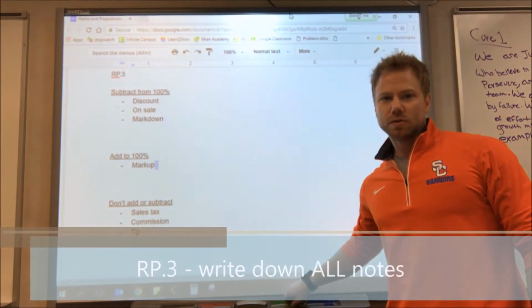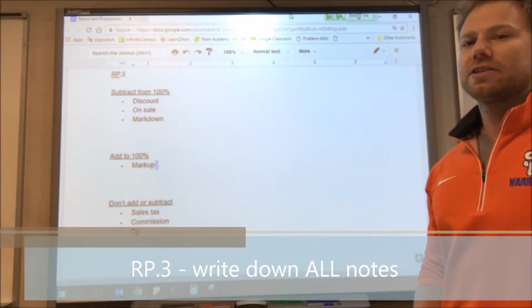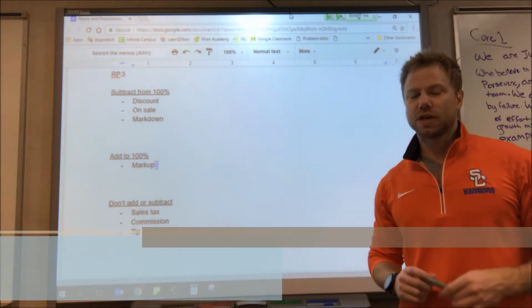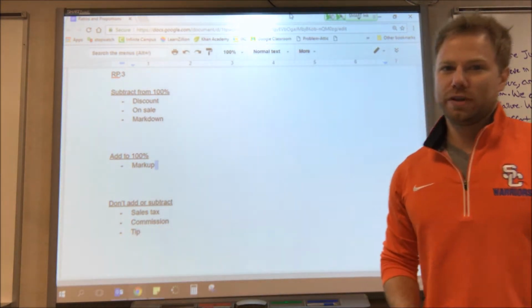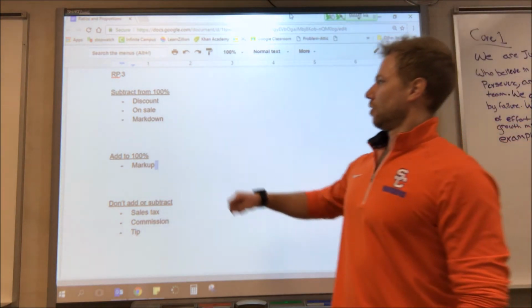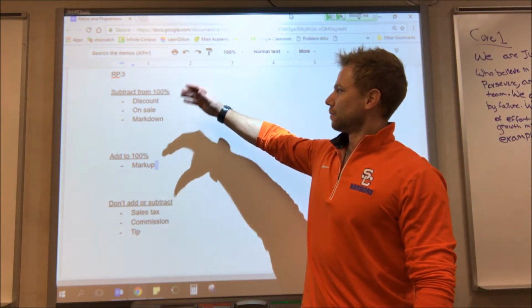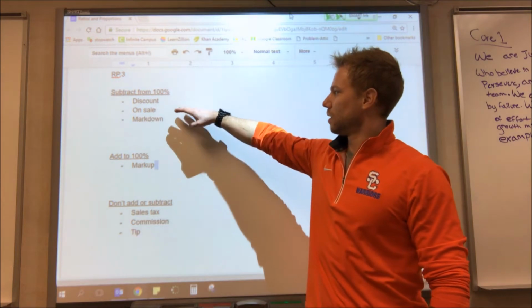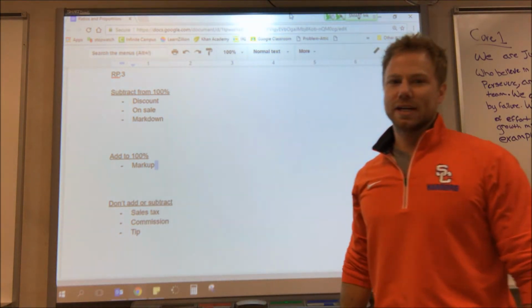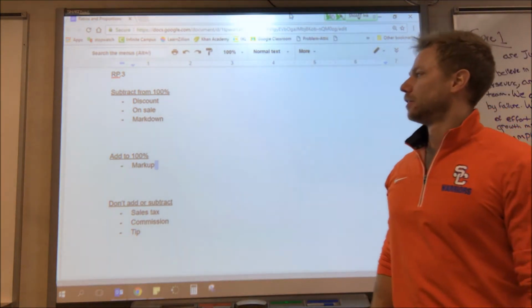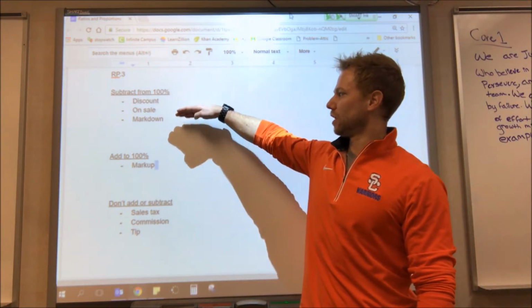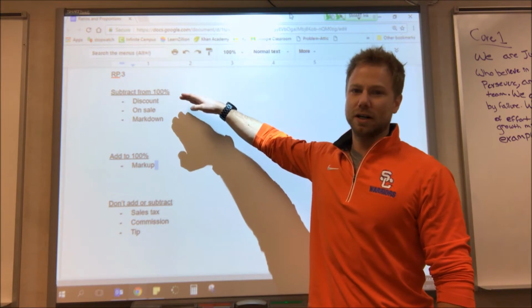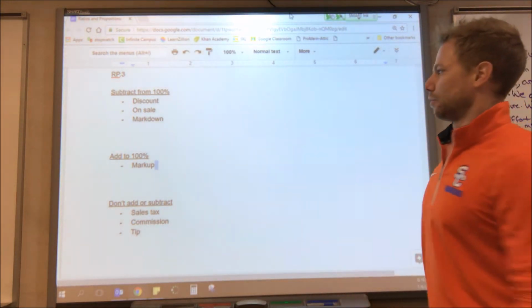There are a couple notes that will help make this last standard a little bit easier as we're setting up proportions and solving them, and figuring out what numbers go into our proportions. So whenever we are talking about a discount, if something's on sale or if there's a markdown, in your proportion, you're going to subtract the amount of the discount or the amount of sale or the markdown from 100 as you set up your proportion.